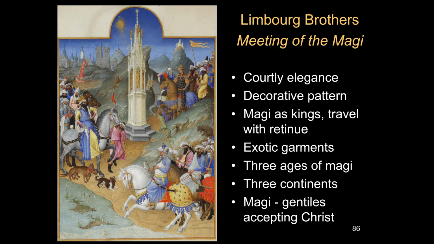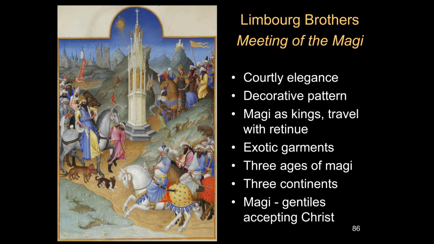Now, remember, they are the kings. You see the courtly elegance. You can see beautiful decorative patterns in the fabrics, even the ones that are covering the horses. And because the Magi are kings, they're not just going to come alone with a few servants. They're traveling with an entire retinue of courtiers and servants and just people that have to follow the king. They're wearing somewhat exotic costumes with the different types of crowns.